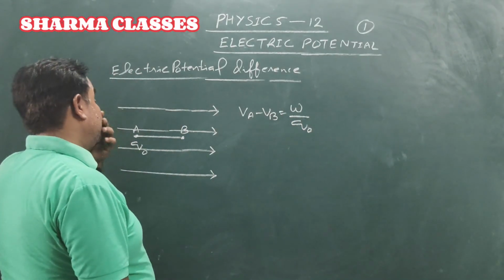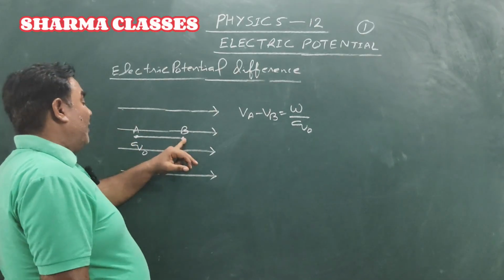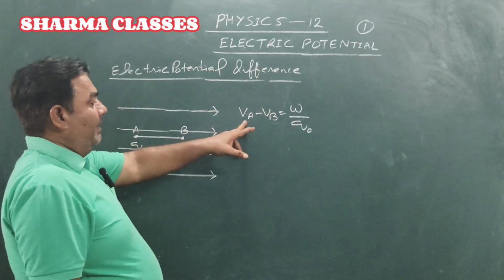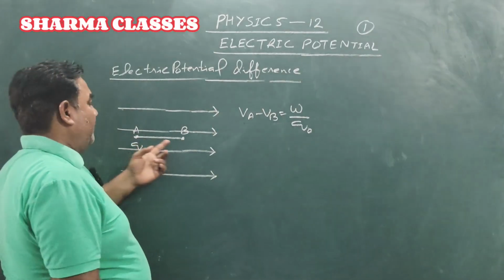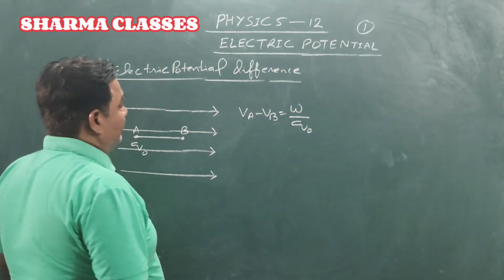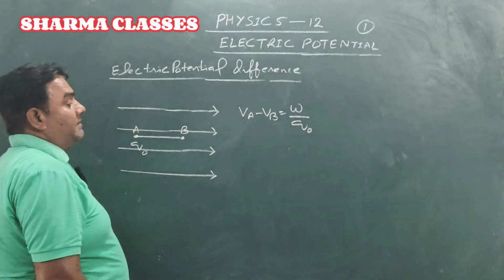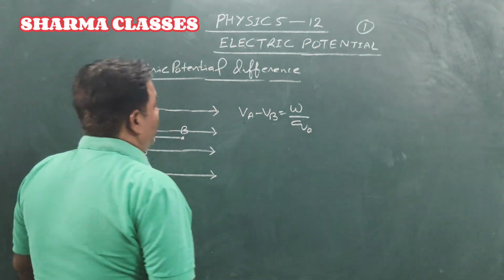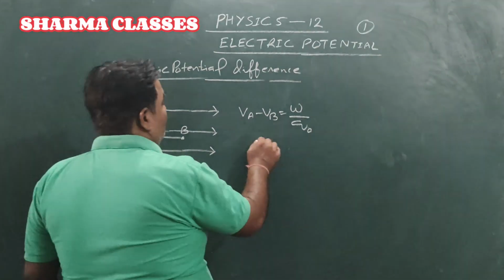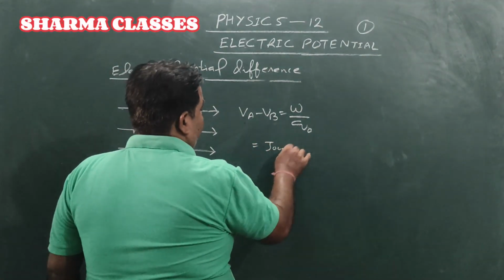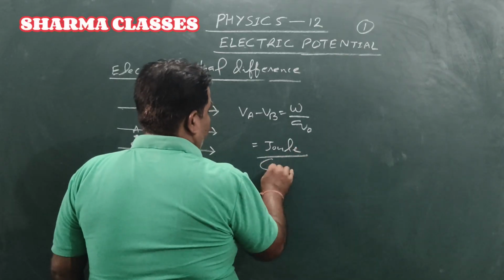If we take it from point B to point A, then we take VA minus VB. If we take it from point A to point B, then VB minus VA. That is, final point minus initial point. Since it is a positive charge, the potential difference is between the final point and the initial point. Its unit is Joule per Coulomb.